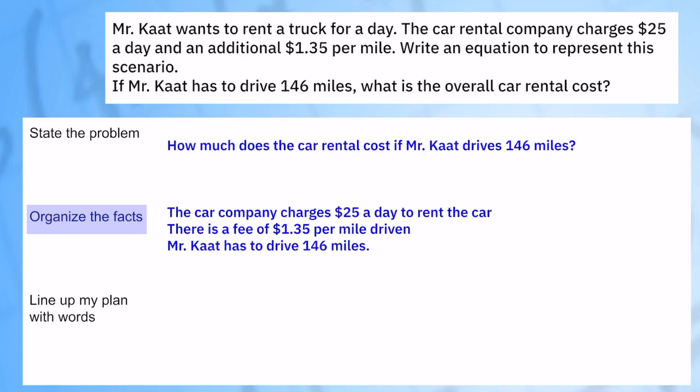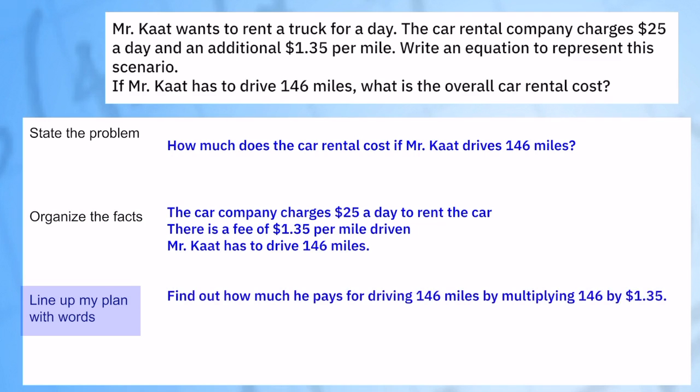So there's our information. So what is our plan going to be? We want to figure out how much he pays for driving 146 miles. And that means we're going to multiply 146 by $1.35. So that's how much the mileage alone is going to cost us. And then we're going to add the additional $25 charge. Once we do that, we're going to have the total cost. And that is where our unknown is. So notice that it's the second part of the equation. We have one expression, but not the other. So hit pause for a second so you can jot this down in your notes, and then we're going to go into actually putting our plan into action.